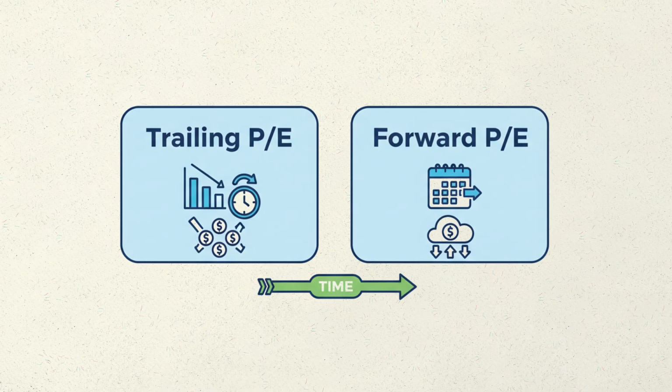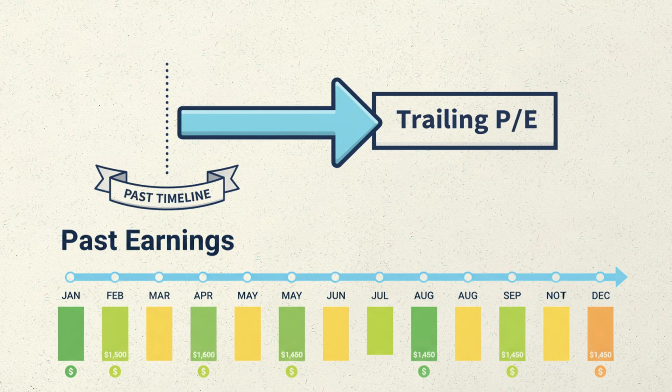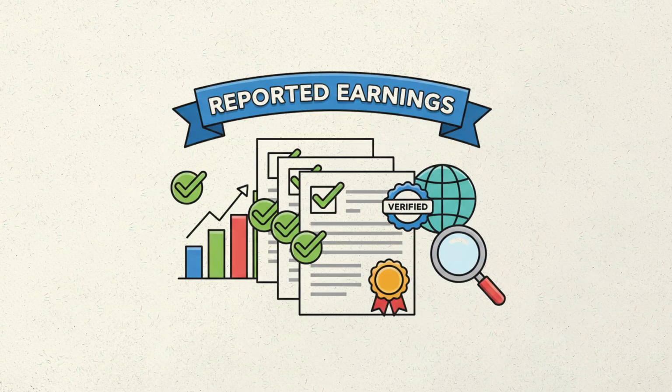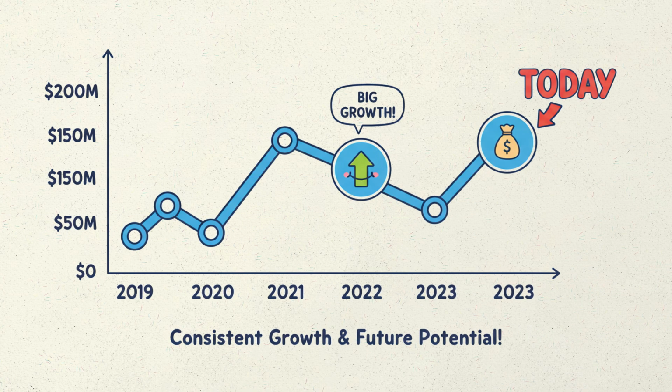You'll also hear people talk about trailing PE and forward PE, and the difference matters. Trailing PE looks backward. It uses earnings from the past 12 months. Those numbers are real and reported, which makes trailing PE straightforward and objective. The downside is that it tells you where the company has been, not where it's going.